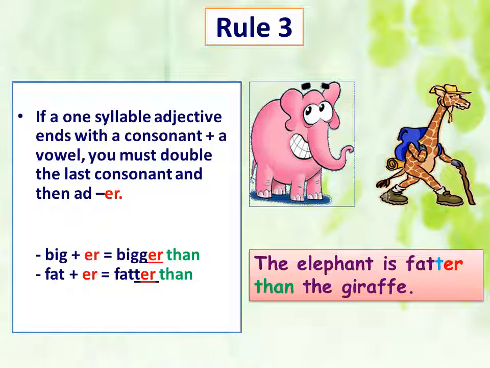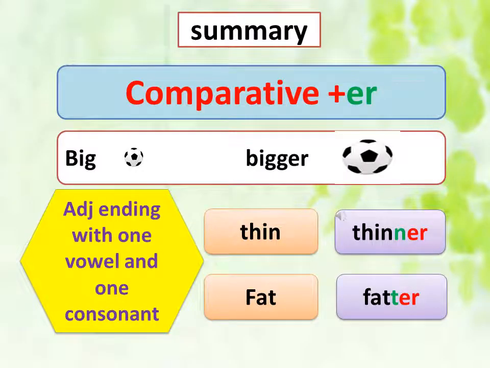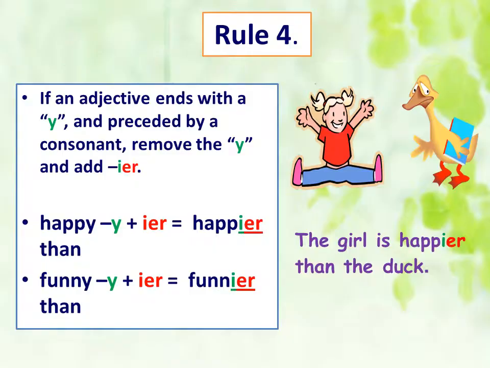Okay, here is a summary of the rule، يعني تلخيص القاعدة. So adjective ending with one vowel and one consonant، like thin, thinner with double n، يعني كنعملو منها اثنين n. Fat, fatter. Okay, t we make it double, so fatter. Alright, so now let's see rule number 4.